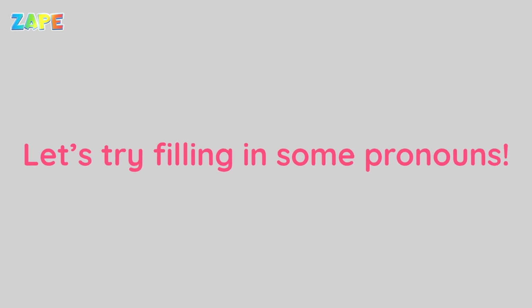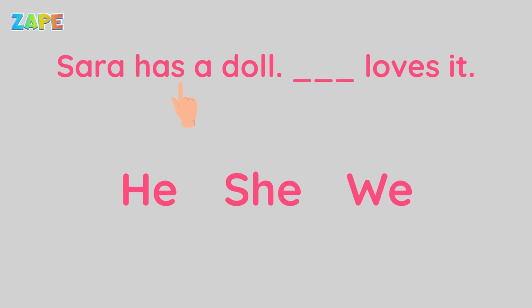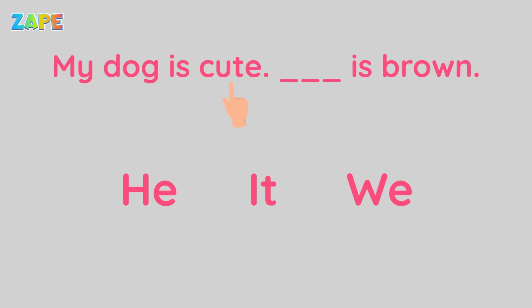Let's try filling in some pronouns. Ali is tall, blank, can run fast. Yes, the answer is he. Sarah has a doll, blank, loves it. Right, it's she. My dog is cute, blank, is brown. Great, the answer is it.